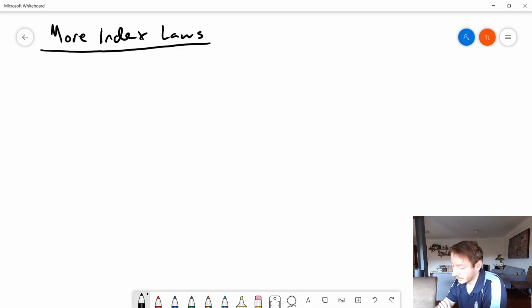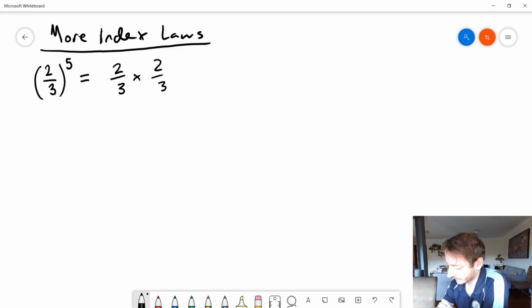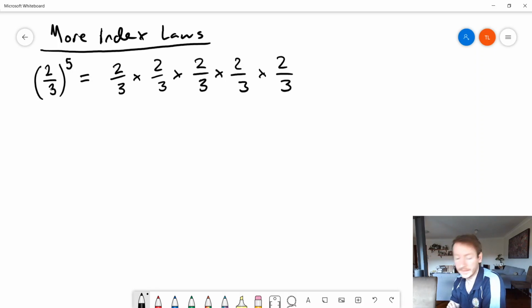So let's say we've got a fraction, 2/3 to the power of 5. If I want to write that in expanded form, it's going to look like this: 2/3 times itself, so that there are 5 of them. Now let's say I want to write it in index form again.